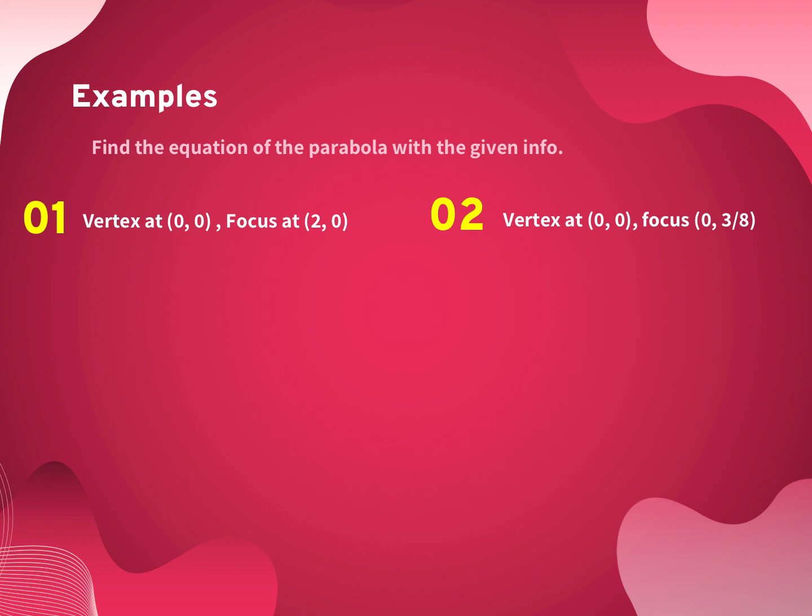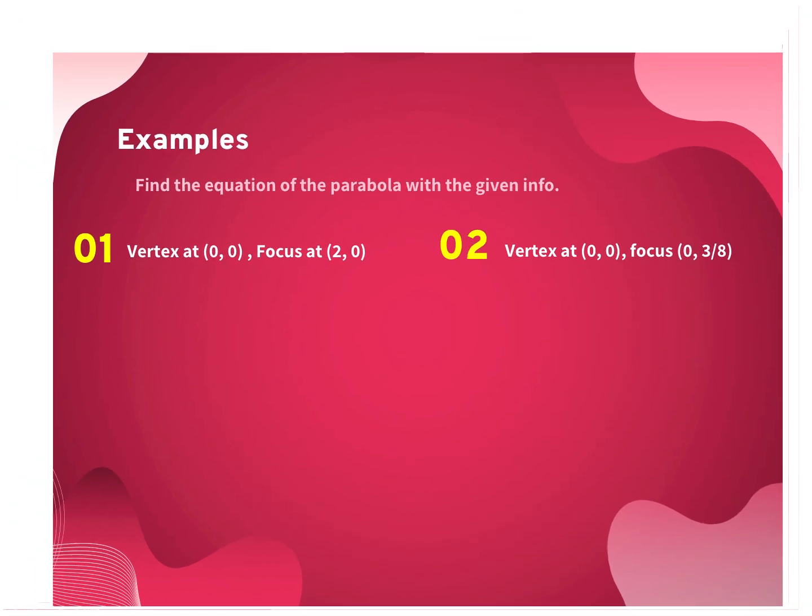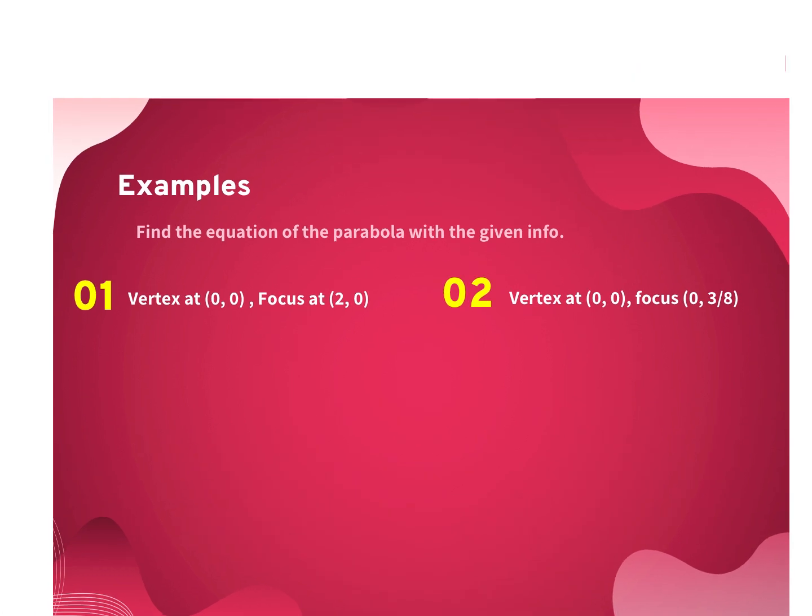For our first two examples, notice that the vertex on both is located at 0, 0. So we can use the shorter of the two equations. So we're going to use the x squared equals 4py. And remember, that is for the up and down. And then the y squared equals 4px. That's for the left and the right graph.